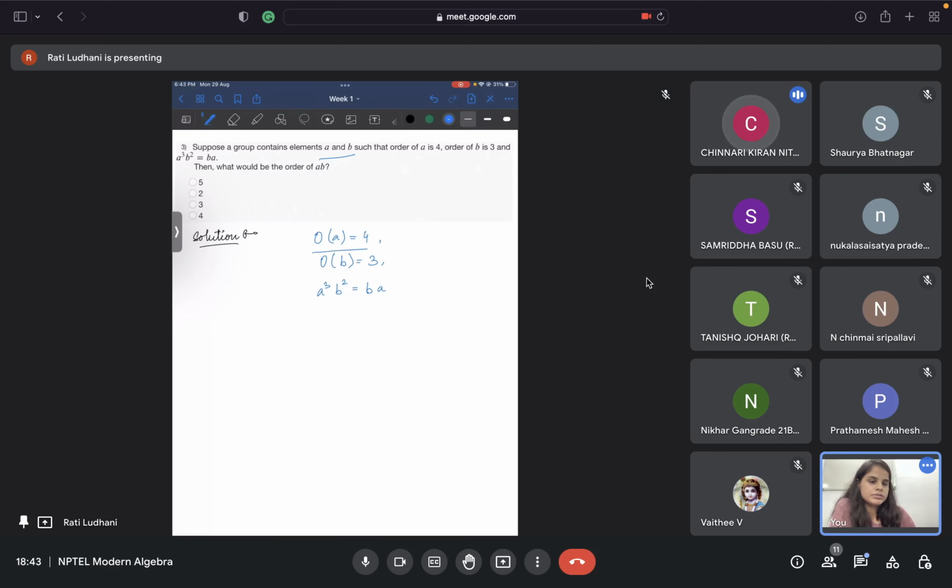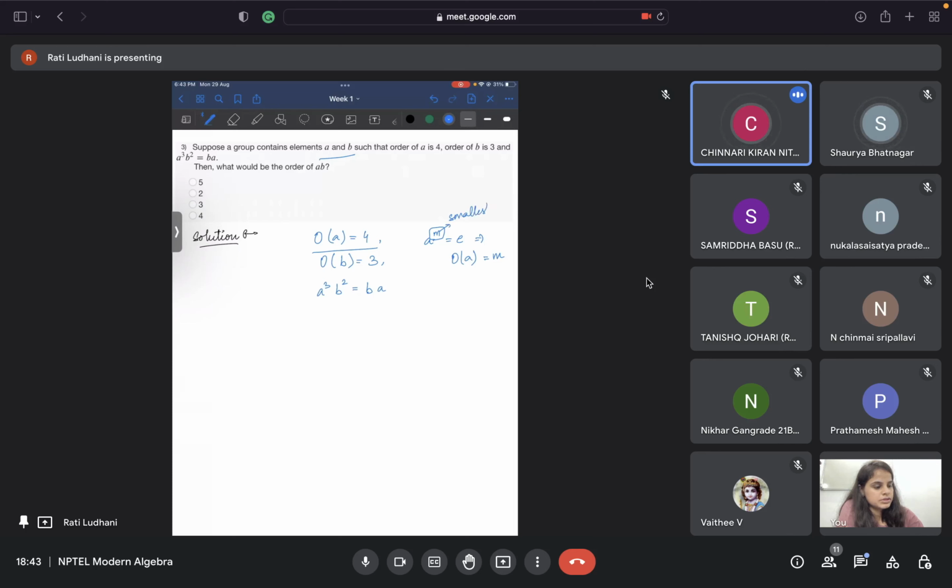First, tell me what is the meaning of order. If A power M is equal to E, then M is the order of A. Is it true? In this case, A power 4 is equal to E. Yeah, that is true. But M has one more property: A raised to power M equals E implies order of A is the smallest value of M. Yeah, exactly.